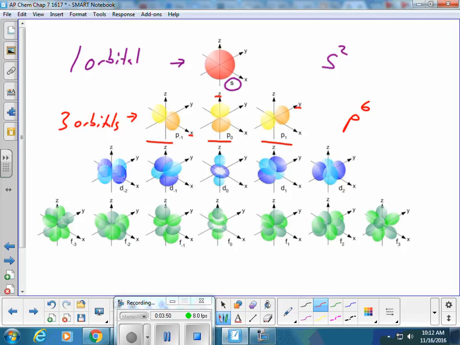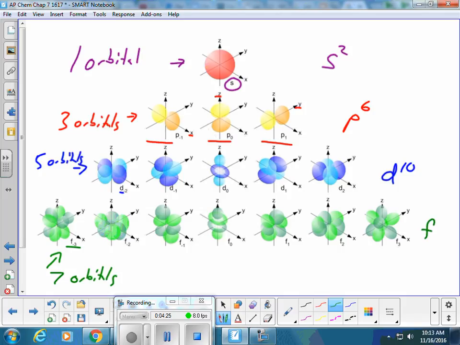If we move down to our next one, we've got 5 orbitals for the d. If each one of those orbitals can hold 2 electrons, that means the maximum we can have in the d would be 10, which we anticipate. And then for the last one here, we've got 7 orbitals for the f. Each orbital holds 2 electrons, so that makes a total of 14.